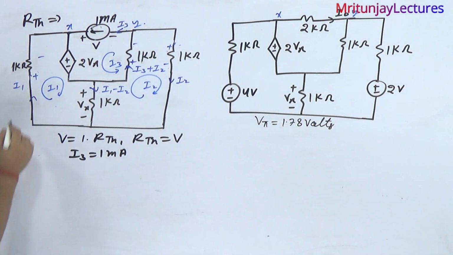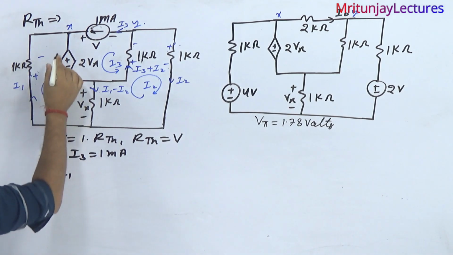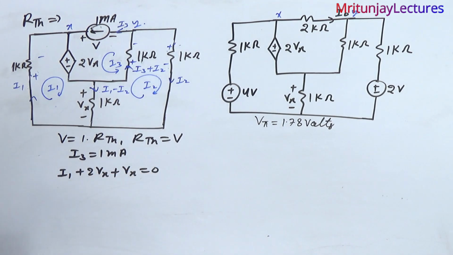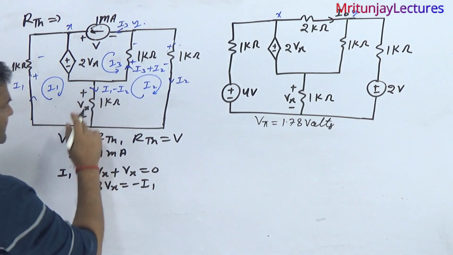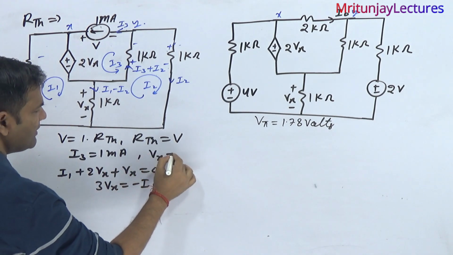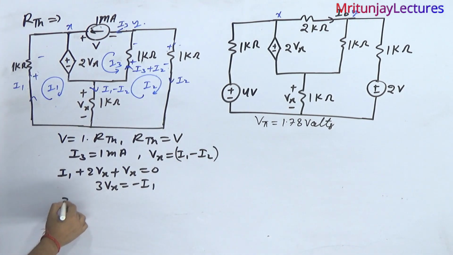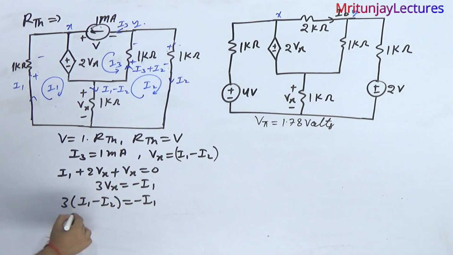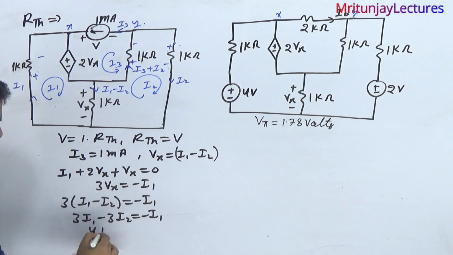Now follow this path. Plus to minus: I1 plus I1 plus 2Vx plus Vx, this will be equal to 0. So 3Vx will be equal to minus I1. Vx is also written as I1 minus I2. So put this value: 3 into (I1 minus I2) will be equal to minus I1. So 3I1 minus 3I2 will be equal to minus I1. So 4I1 will be equal to 3I2. Clear or not?